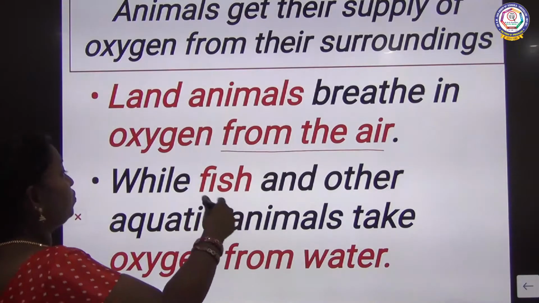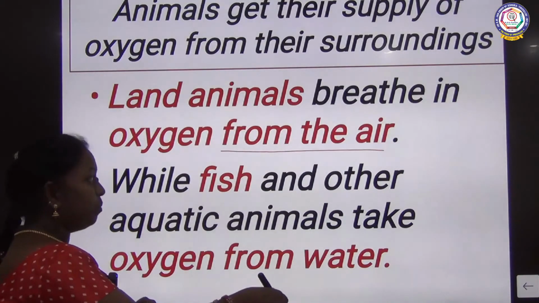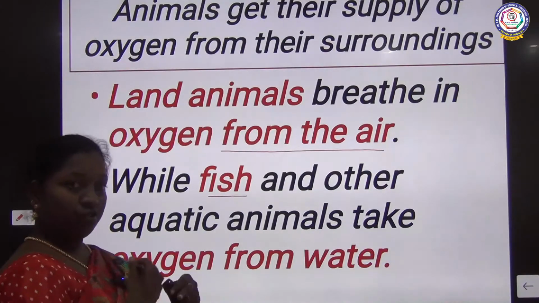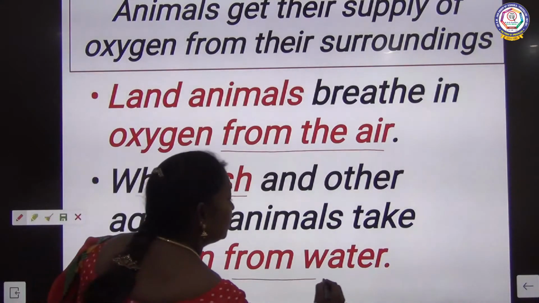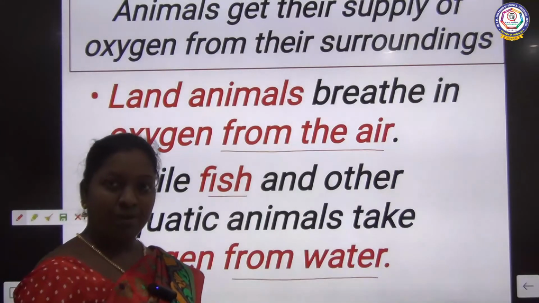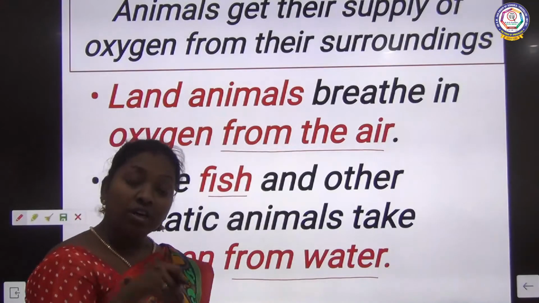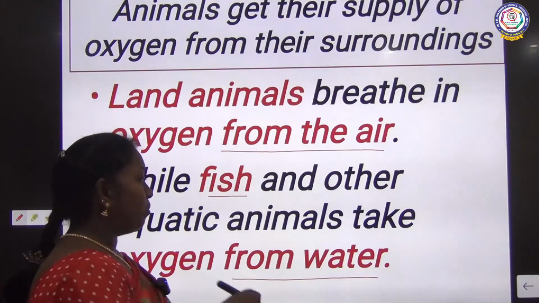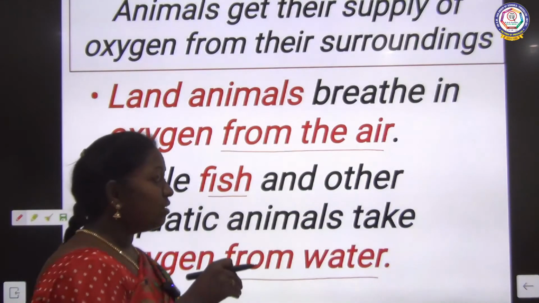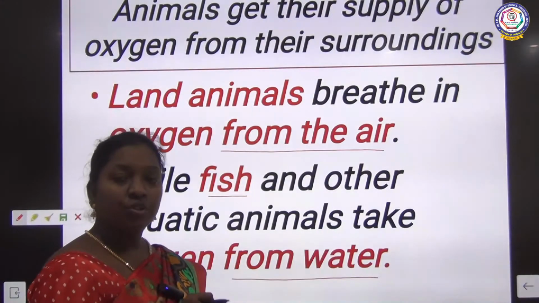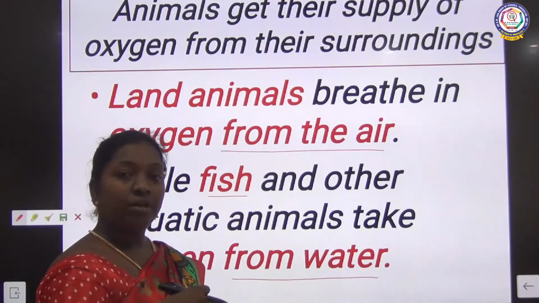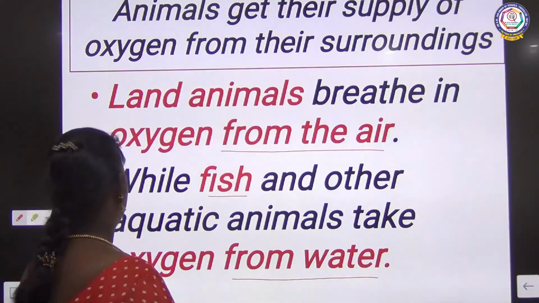Now the animals which are in water, aquatic animals like fish, where do they get oxygen? They get the oxygen to breathe from water. Children, the land animal gets the oxygen supply from the air. The water animal gets oxygen from the water. Oxygen is present in water as dissolved content. Through that, oxygen goes to the aquatic animal to breathe when it is in water.